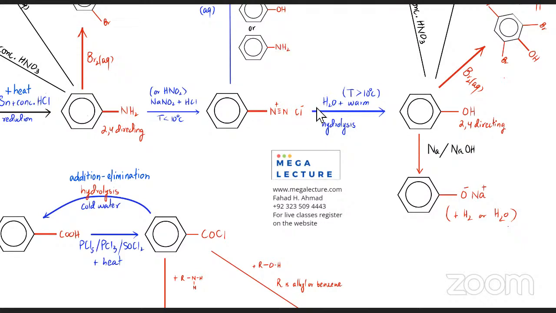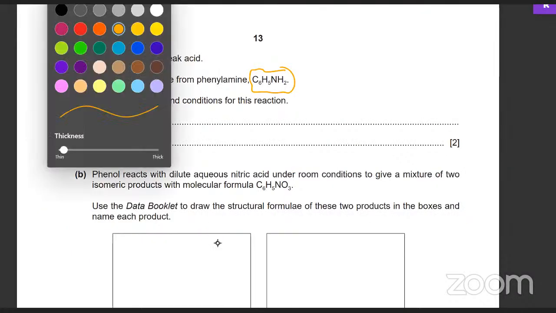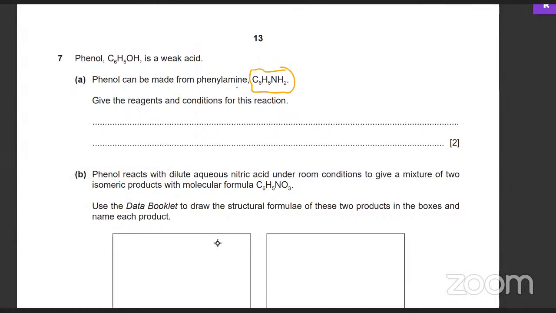And then hydrolysis. If you warm this diazonium ion with water, hydrolysis happens and it will decompose to form phenol. So those are the 2 steps that are required in this question. So that's 2 marks. Okay, let's write it down. First thing is step 1, NaNO2 plus HCl, and the temperature is less than 10. Second, hydrolysis. So it's water plus heat.